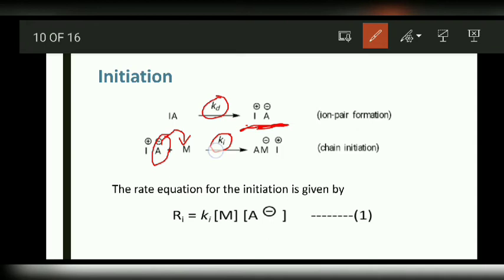Fine. And now let us write the rate equation for the initiation. So that rate equation is given by Ri equal to Ki into the molar concentration of M, that is the molar concentration of monomer, into the molar concentration of carbanion, A minus. Here it is the carbanion. Fine. Call this equation number 1.